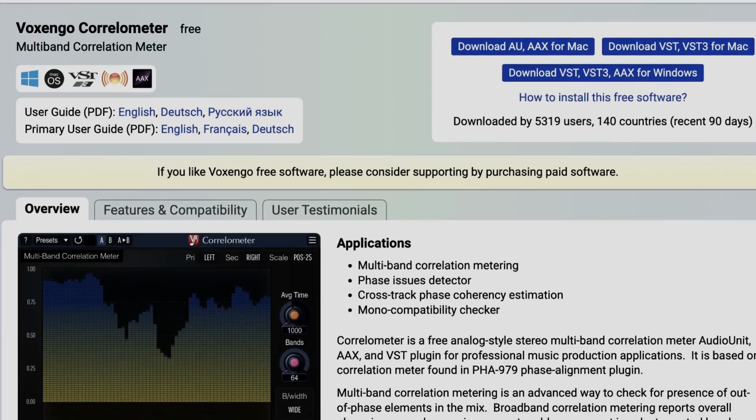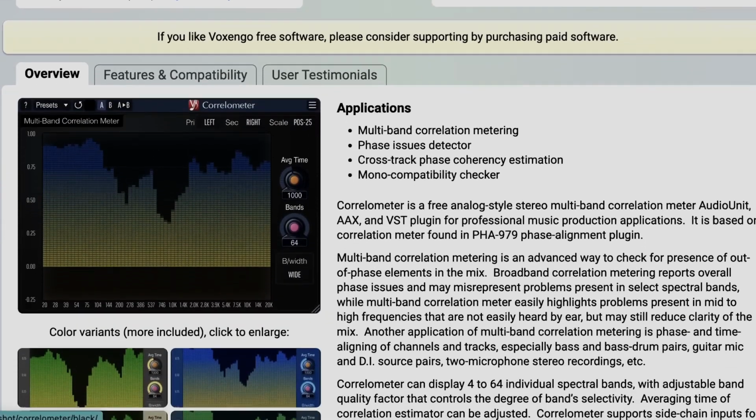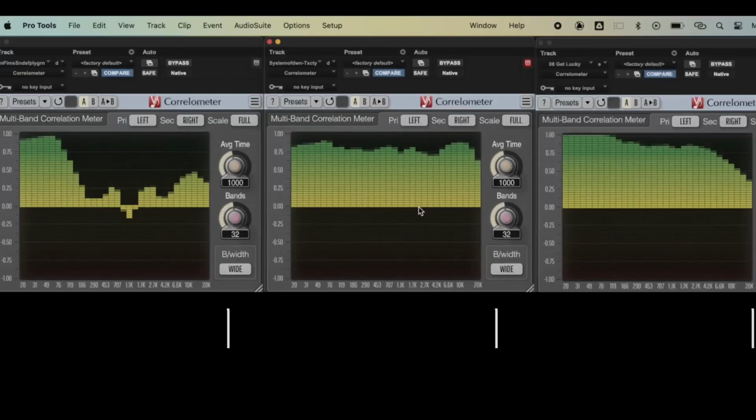There's also a free plugin for this, the Correlometer by Vectorscope. Let's see once again how the usual tracks behave.